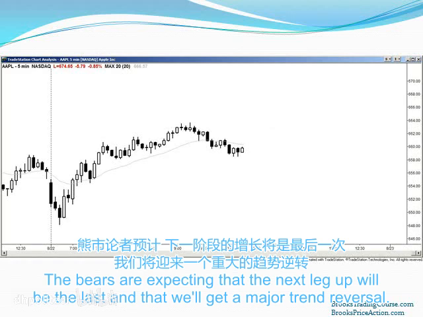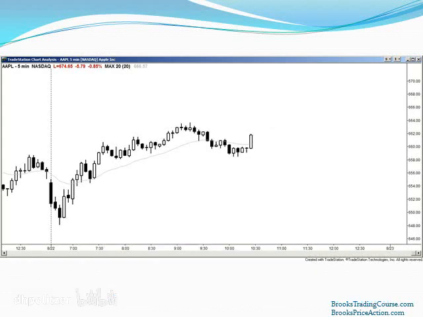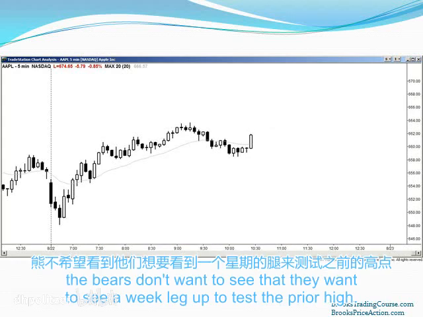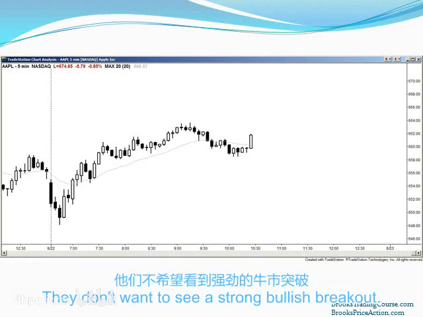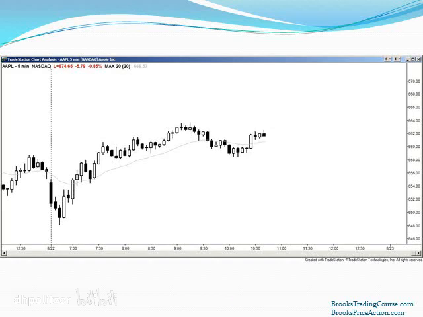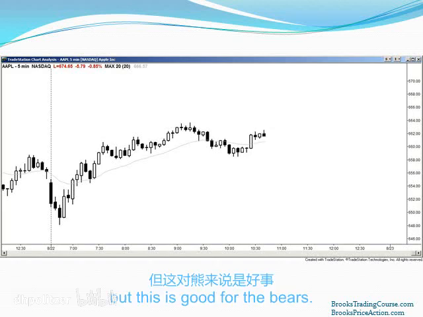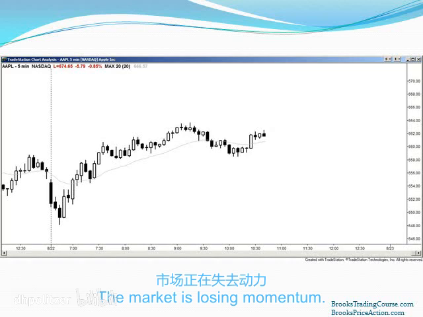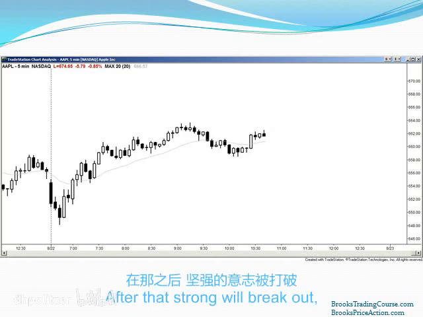The bears are expecting that the next leg up will be the last and that we'll get a major trend reversal. Okay, the bears don't want to see that. They want to see a weak leg up to test the prior high. They don't want to see a strong bull breakout. Okay, but this is good for the bears. The market is losing momentum. No follow through after that strong bull breakout.